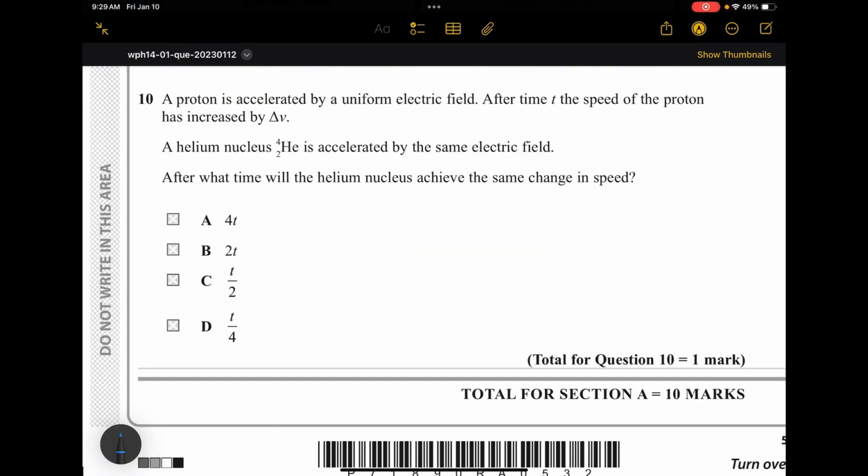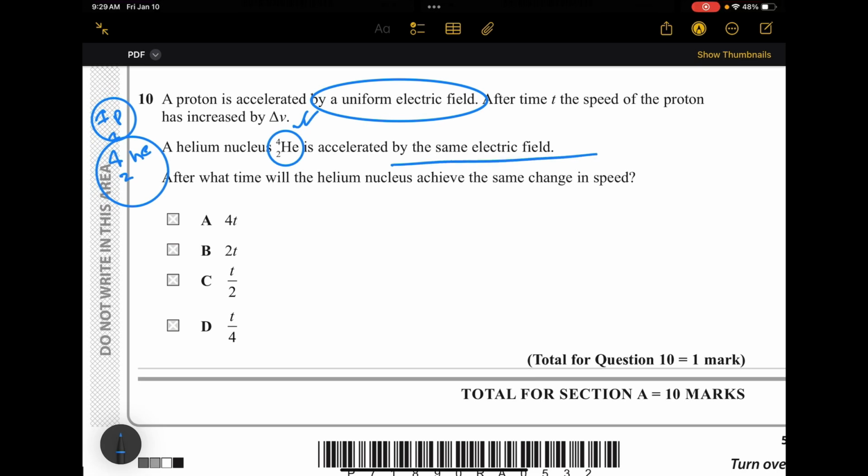Alright, so let's go through this question right now. A proton is accelerated by a uniform electric field. We know the configuration of proton is 1 1. After time t, the speed of the proton has increased by del v. Okay, a helium nucleus, which is 4 by 2. Helium is 4 by 2. This is the configuration of proton, which is 1 1. It is 4 by 2.